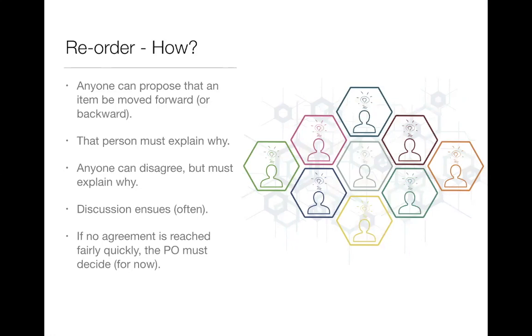That person that proposes that must explain why that story needs to be usually earlier. Anyone in that group can disagree and say, I don't understand the logic, doesn't make sense to me, I think you should move it more, I think you should move it less, whatever. Anyone can disagree or argue about it. A discussion at least often ensues about that particular story. If there's no agreement relatively quickly, then the product owner must decide, at least for now, and move the story or not move the story as much or as little as the product owner wants. This is to suggest that the product owner and the team can revisit this whole issue later as they learn more.